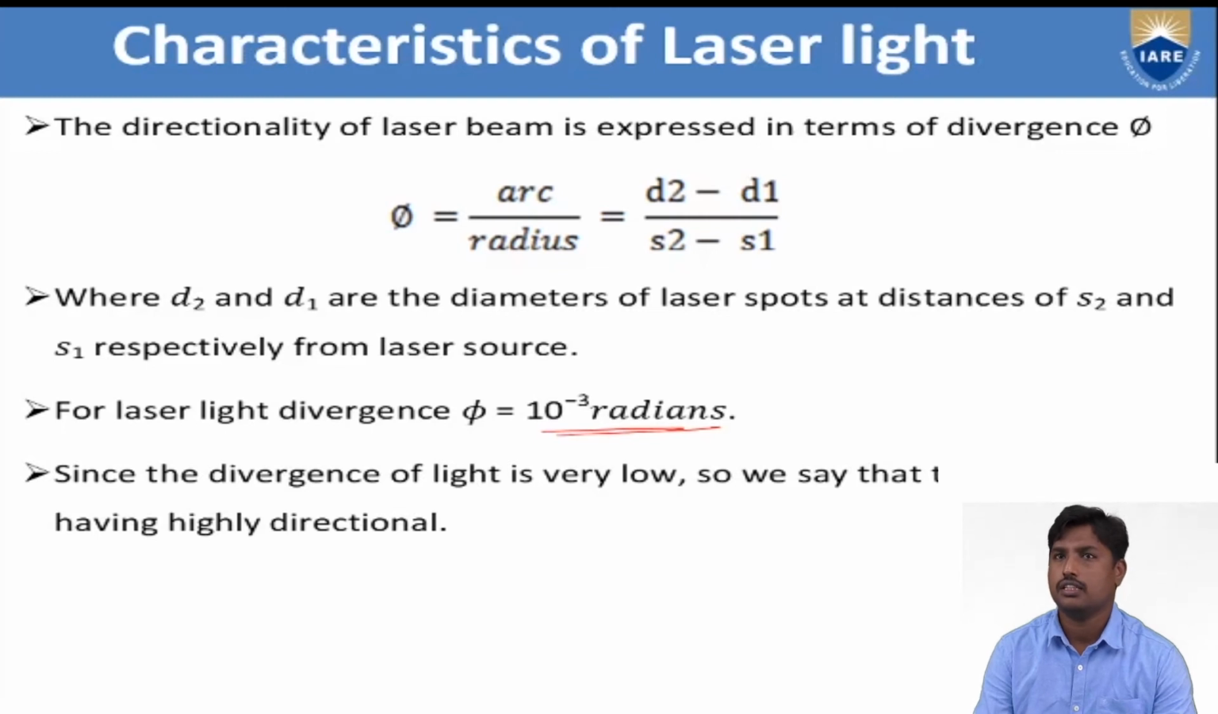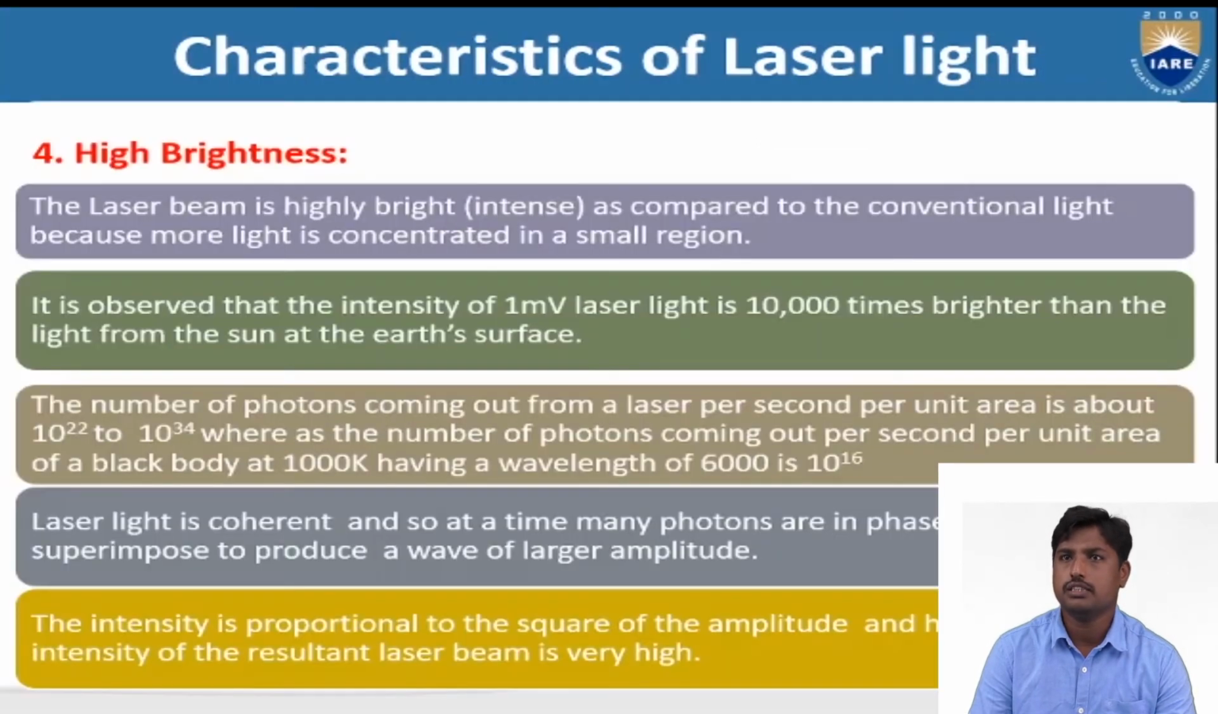One more characteristic of laser is high brightness. The laser beam is highly bright compared to conventional light, because more light is concentrated in a small region. Due to its high brightness, we use it to cut iron rods also. That much intensity we produce in the laser, which is not possible with normal light. It is observed that the intensity of a 1 milliwatt laser light is 10,000 times brighter than the light from the Sun reaching the Earth's surface.